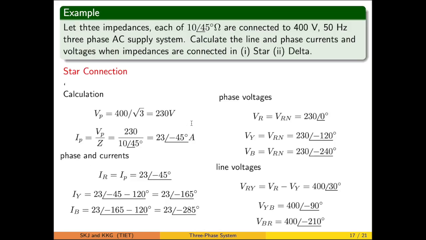So let us take one example. Here the three impedances, each with a tan angle of 45, are connected to the 400 volt. So this 400 volt is the line voltage.